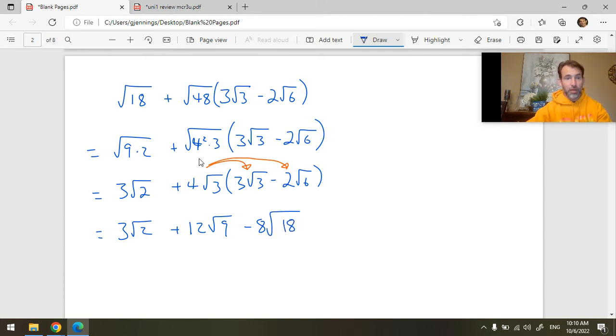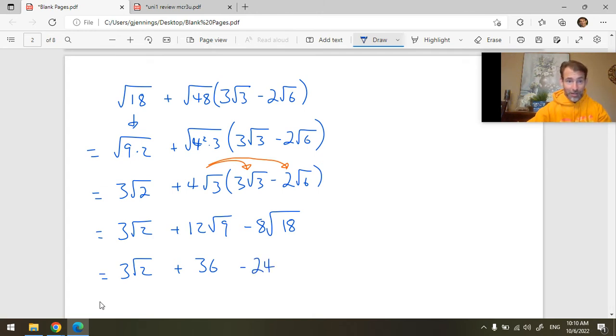Okay, we simplified root 18 up here, so that's going to help us out. 3 root 2 plus 12 root 9. Well, the square root of 9 is 3, so this is just 36. Okay, minus 8 root 18. Root 18 is 3 root 2, so this is minus 24, 8 times 3.